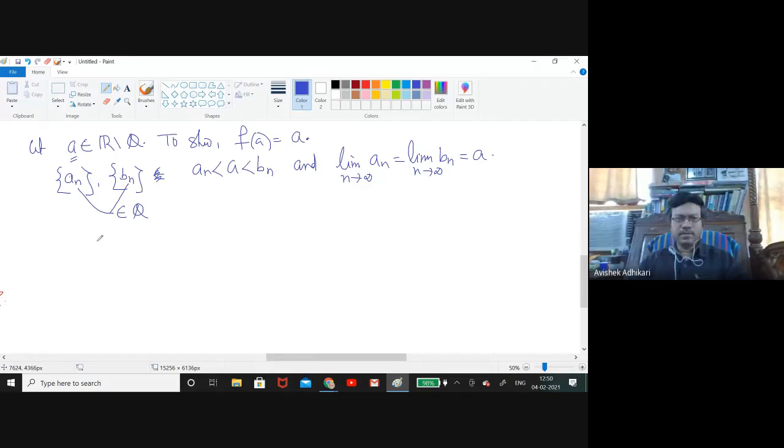Tell me. What I am saying is, if you take any irrational number, then there must exist at least two sequences of rational numbers an and bn such that this property is satisfied, and if you take the limits, then both of them converge to a. Is the statement true or false?